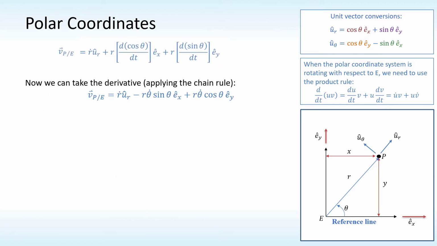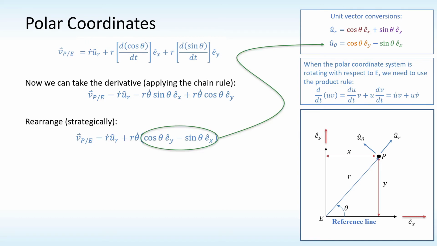Now we can take the derivative applying the chain rule. I'm going to rearrange a bit strategically. So now we should be able to see that the expression in parentheses is U theta. Substituting U theta back into the expression, we find that in terms of polar coordinates, the velocity of P with respect to E is R dot UR plus R theta dot U theta.